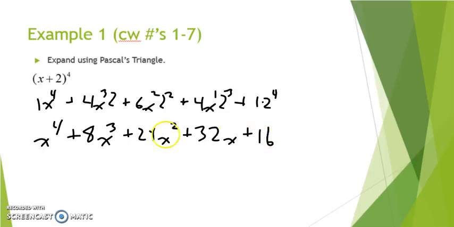Now the reason we do this is because it's a lot easier than writing x plus 2 times x plus 2 times x plus 2 times x plus 2 and then sitting there and foiling it out over and over and over again. It takes a long time to get the answer, and you have to do a lot more adding and multiplying than we did in our example.